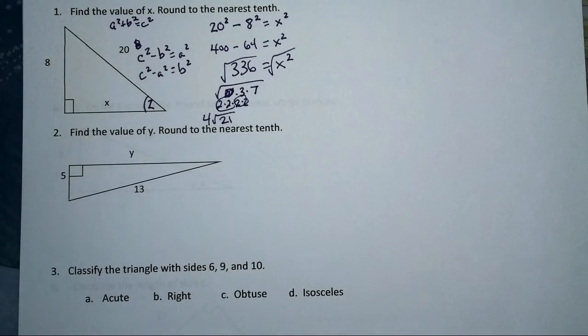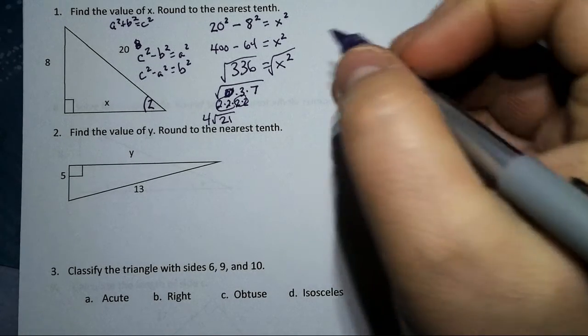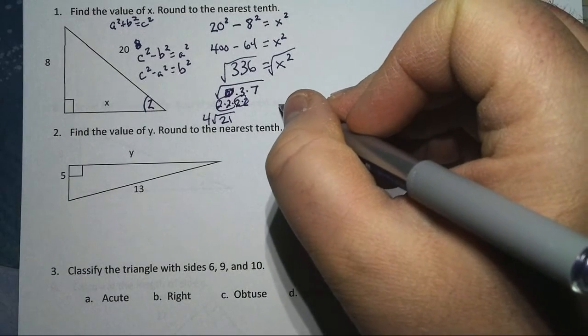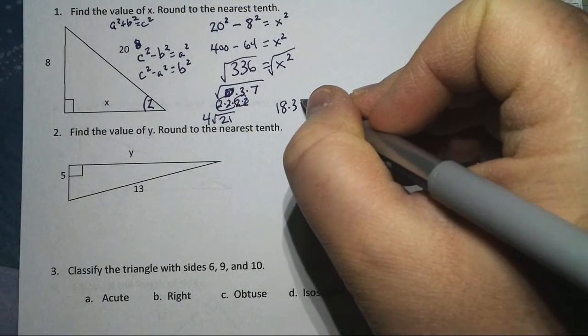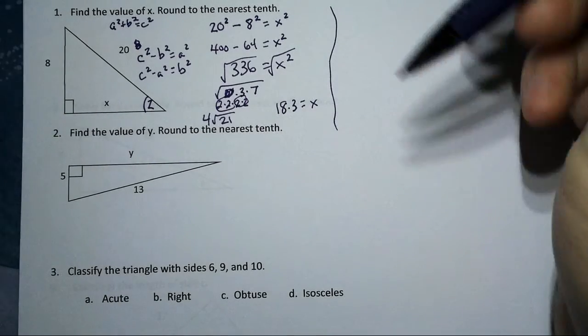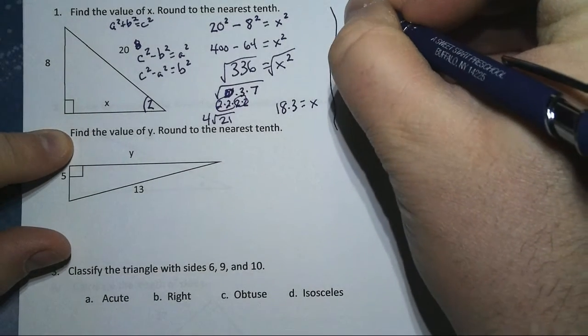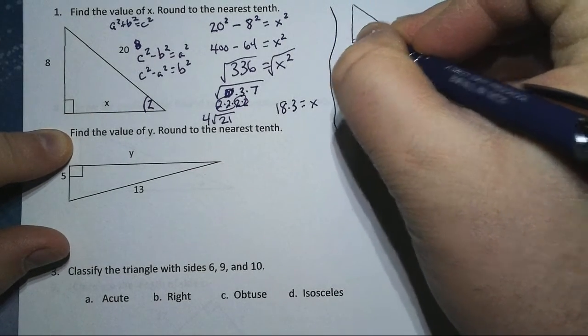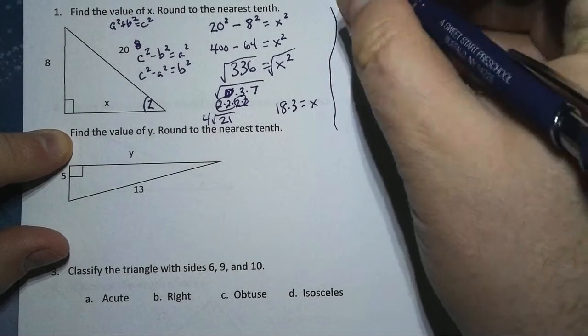This does say nearest tenth, so we do want to round this off. I just wanted to go over both so we have an understanding of how to do both, just for review. When I do this one, to the nearest tenth you're going to get 18.3.